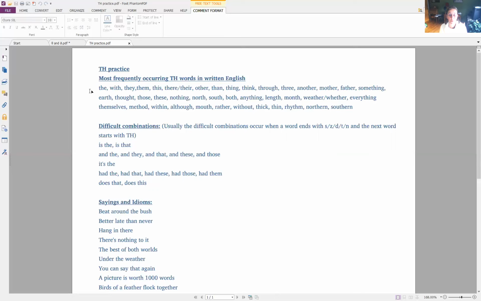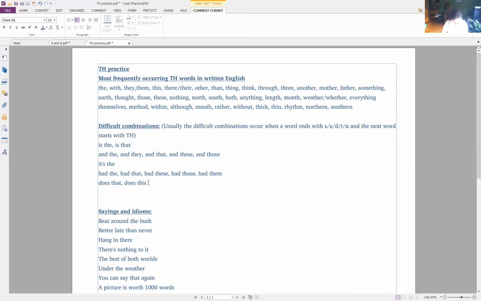We often use that with plural, right? Months. That's a super hard word to say. I'm going to put that in the difficult combinations. Let's do that right now so I don't forget. There we go. Weather, everything, themselves, method, within, although, mouth, rather, without, thick, thin, rhythm, northern, southern.